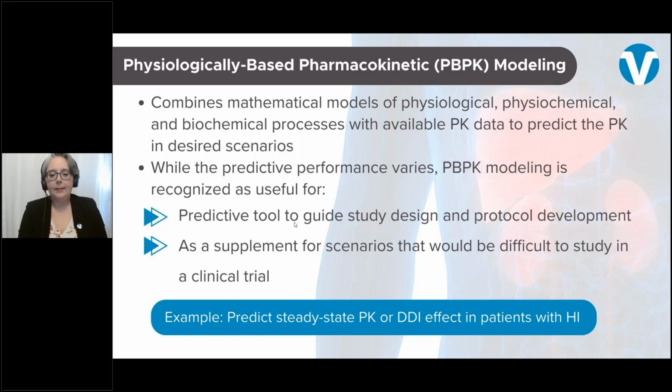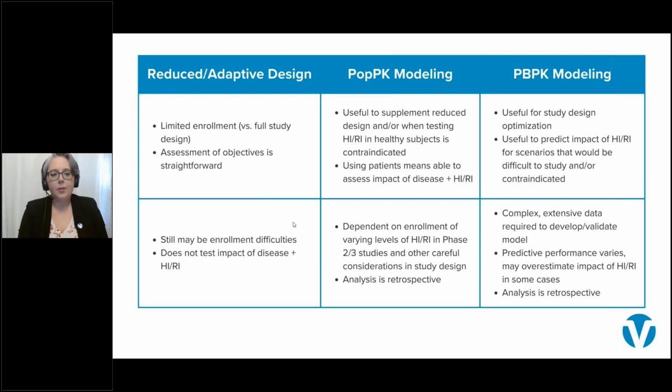Next slide. So just considering all the different things we've discussed today, reduced and adaptive design are helpful in limiting the number of subjects that need to be enrolled in these studies, and they have very straightforward objectives that are easy to test, but there can still be enrollment difficulties, and it also won't look at the impact of disease in combination with renal or hepatic impairment. PBPK modeling can be a very useful tool to supplement the reduced design or to test when it's contraindicated to test in healthy subjects.